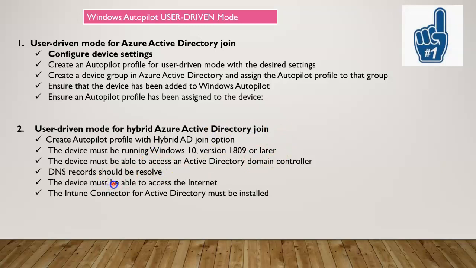The experience at the client side would be the same, but the most important point is that wherever you are doing this testing, the machine should be connected to the internet as well as the LAN. It's not just the internet, because in the first case, the user-driven mode for Azure Active Directory, you need only internet. Here, since it is hybrid, the client machine or target machine should also be available in the LAN where your Active Directory exists.